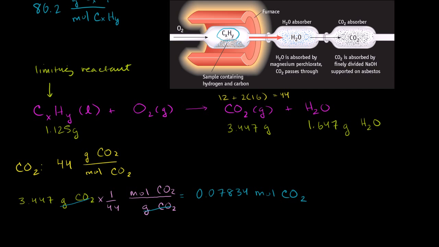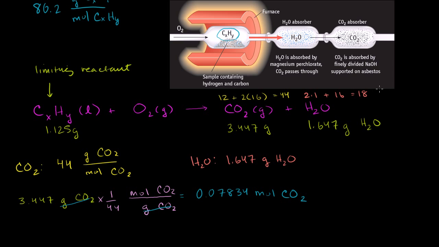Now let's figure out how many moles of water we have. So I can do the exact same thing over here. Let's do the water in orange right here. So we're starting off with 1.647 grams of H2O. And what is water's molar mass? Same argument. Each hydrogen is 1, but you have 2 of them, so it's 2 times 1 plus 16, which is the atomic weight of oxygen. So 2 times 1 plus 16 is 18. That's also its molar mass.